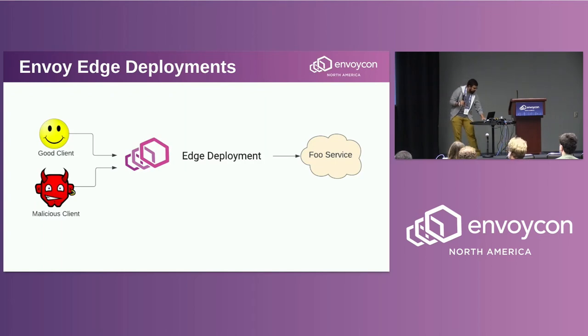So many users use Envoy at the edge. And in edge deployments, an attacker can disrupt service either by taking your service out itself or by taking the pipe out that leads to your service, in this case, the Envoy proxy.